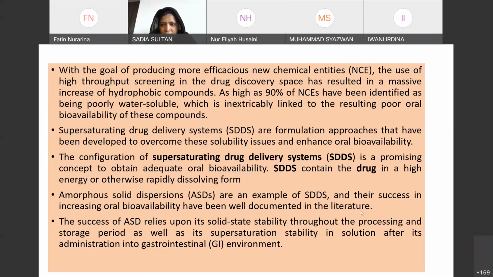The amorphous solid dispersions. So how do they work? Amorphous solid dispersions are an example of supersaturating drug delivery systems. This is an example; amorphous solid dispersions, or ASDs, come under the supersaturating drug delivery system.